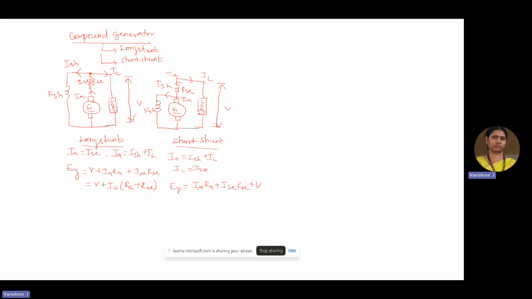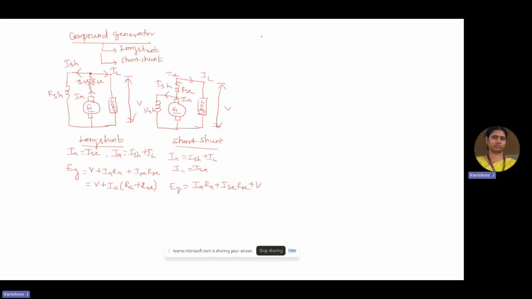So that's it regarding the classification of self-excited DC generators, which consist of the shunt generator, series generator, and compound generator, depending upon the way the field winding is connected with respect to the armature. Now let us move on to the DC motor.